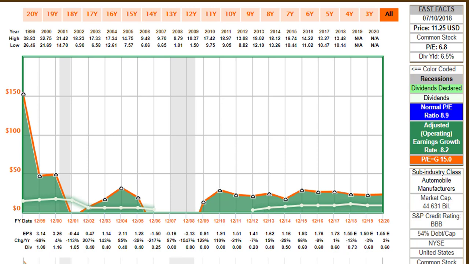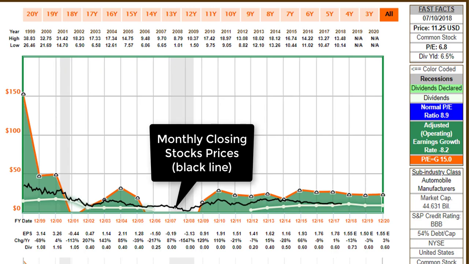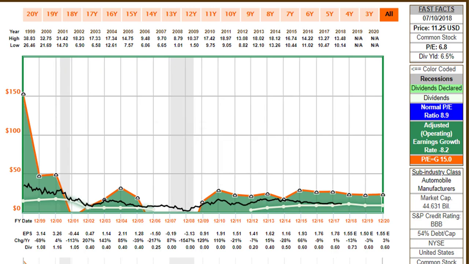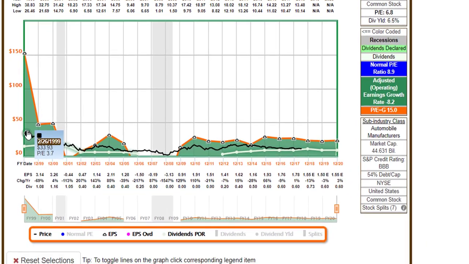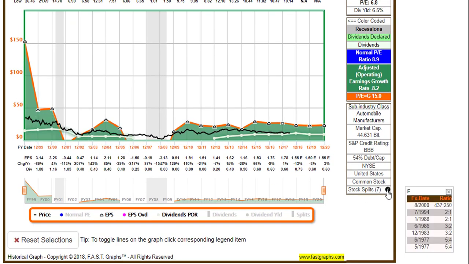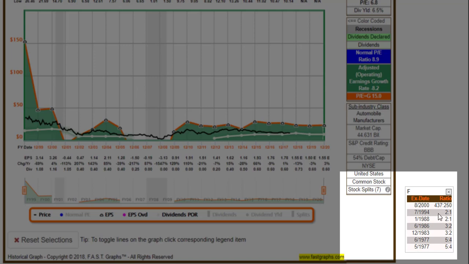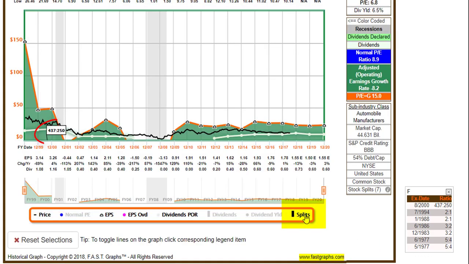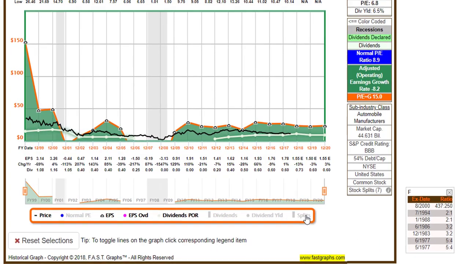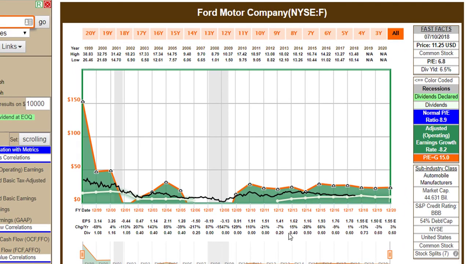Now let's bring monthly closing stock prices on the graph and look at it, because what's important here that I want to get across to the viewer is that where earnings go, stock price tends to go. So if you look at Ford, back in 1999, it was trading at almost $34 a share. And this is split adjusted for the 7 splits that Ford has had. The last split was in 2000, but their previous splits were in 1997, which don't show up on this graph. But here we do show this last split. So these are split adjusted numbers.